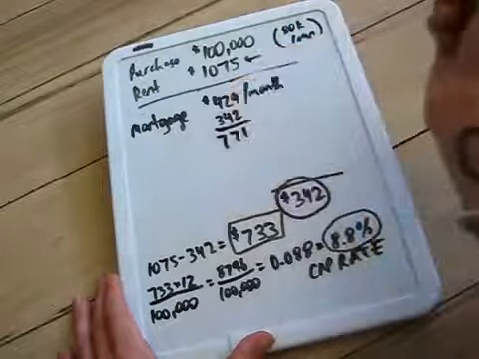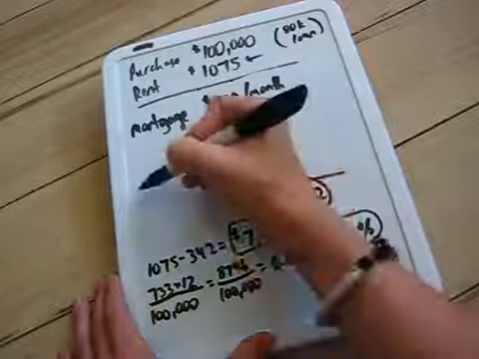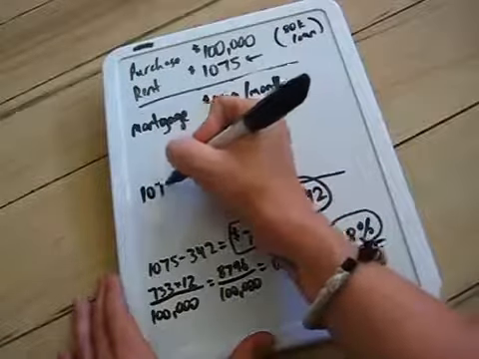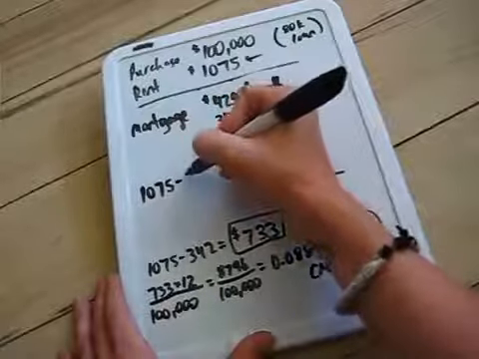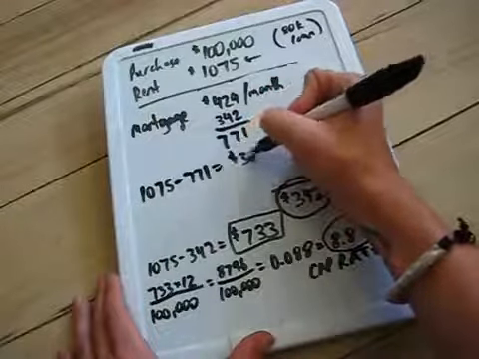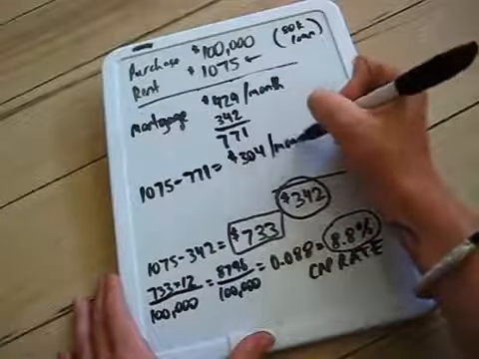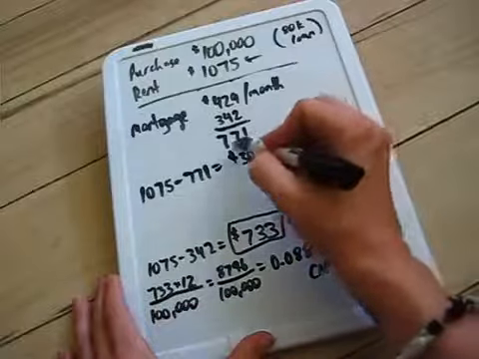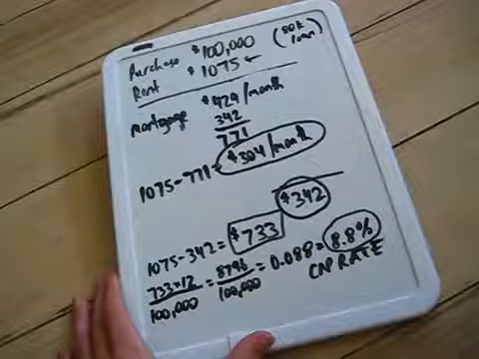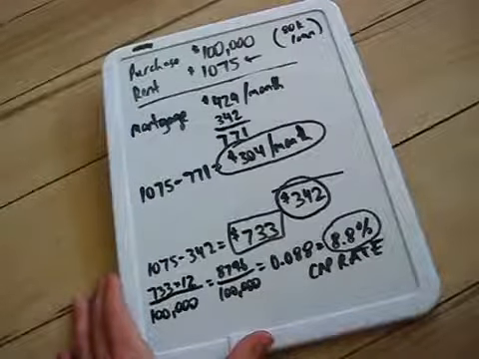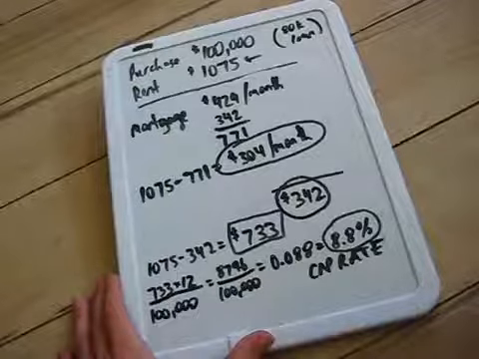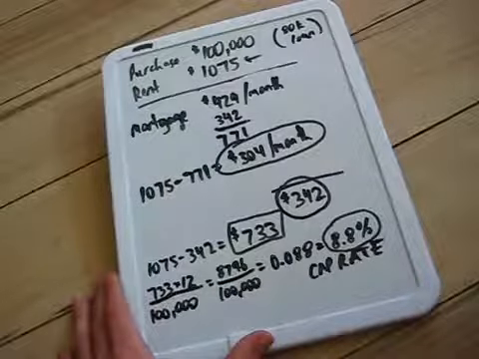1,700. Am I doing that right? Yeah. So now you have 1075 minus 771, which is going to give you 304 per month. This is your new net income after the mortgage payment. So on this house, you're still bringing home $304 per month, which is ridiculous for a rental property. That's amazing. That's $300 easy in your pocket per month.